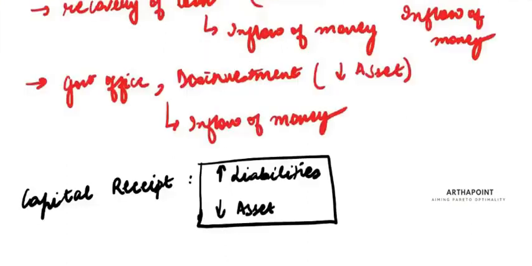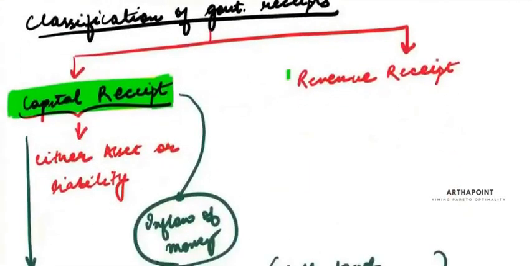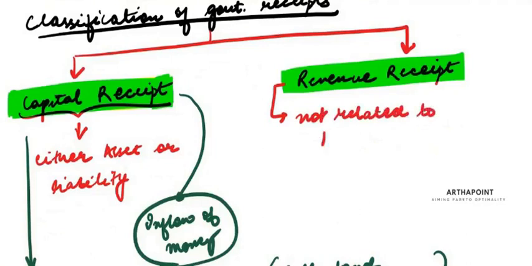Now, the next thing that we have to understand is the revenue receipts of the government. Now, what is the revenue receipt of the government? Anything which is not related to asset or liability. It is not affecting your asset or liability position, then that is a revenue receipt.